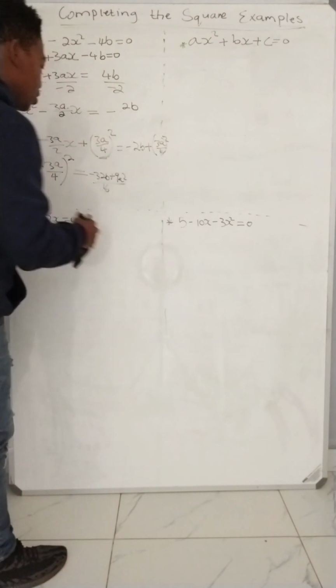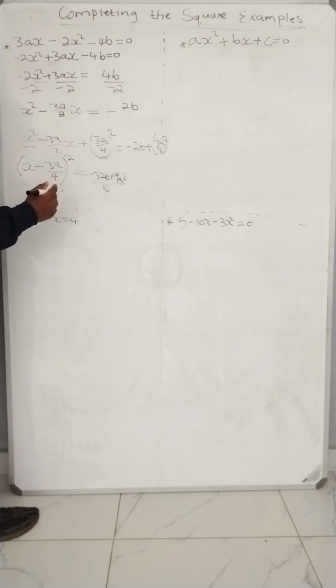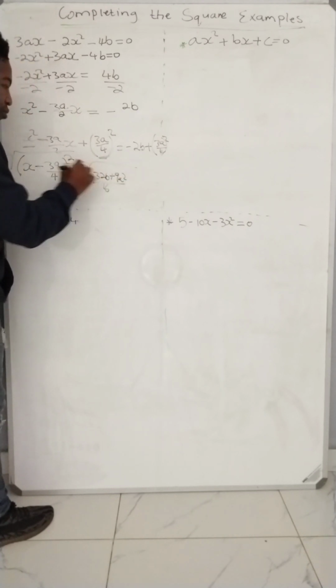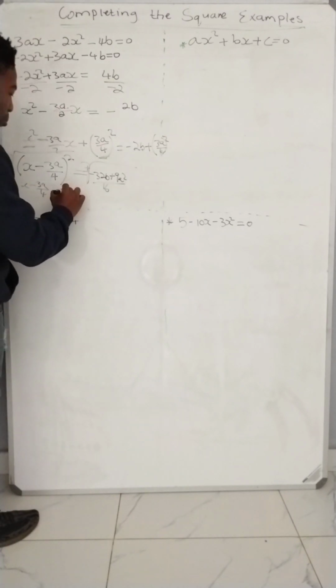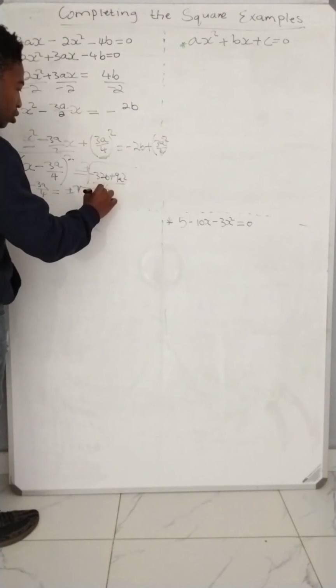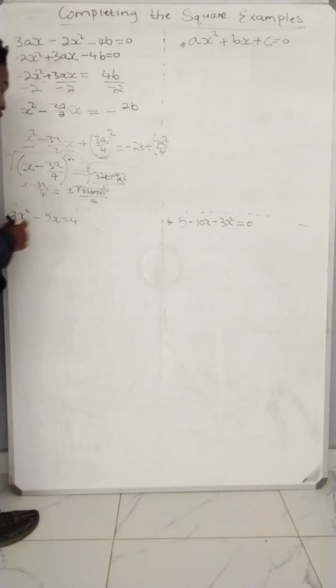Okay, so it is like that. And then from here you're going to be introducing the square root. So the square root, to remove this, so you'll be having the square root of that and then the square root of that. With this side, remember, you must always have a plus minus. So this will remove that, and then you'll be having x minus 3a over 4 is equal to plus minus the square root of 32b plus 9a squared over 16.